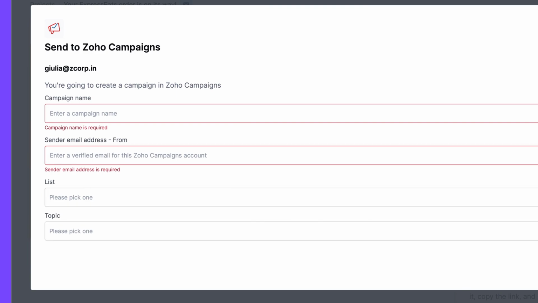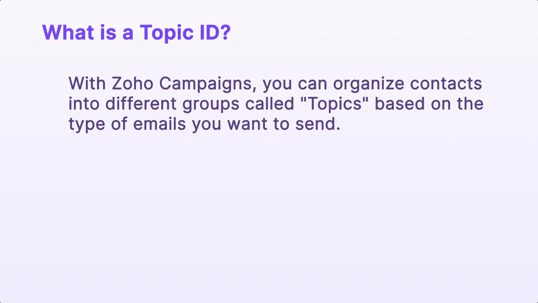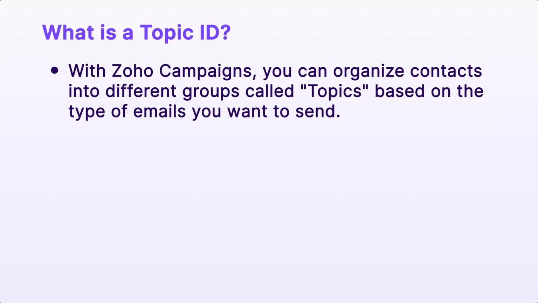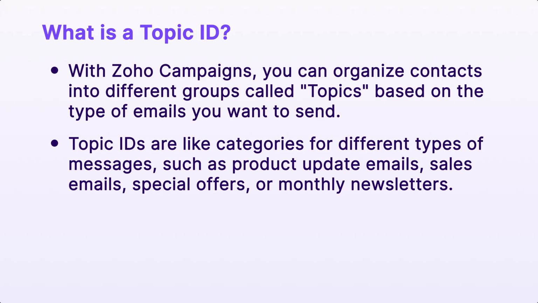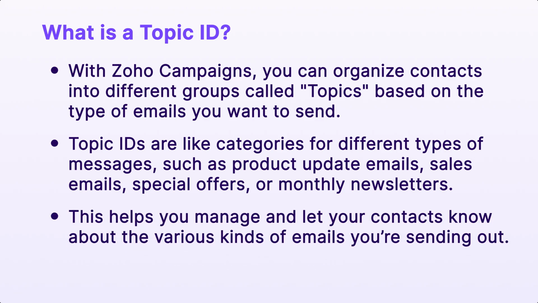Let's take a moment to explain what a topic ID is. With Zoho Campaigns, you can organize your contacts into different groups called topics based on the type of emails you want to send. You can think of topic IDs like categories for different types of messages, such as product update emails, sales emails, special offers, or even monthly newsletters. This helps you manage and let your contacts know about the various kinds of emails you're sending out.